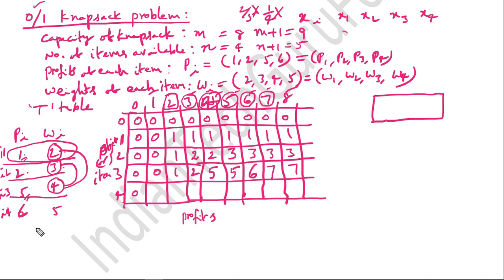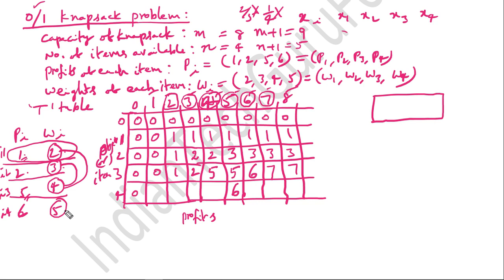Next, coming to the last item. So what is the weight of the last item? The weight of the last item is 5. So there is a block of size 5. I can directly fill in this particular block. Then what is the profit? Profit is 6. So block number 5, profit is 6. 6 will come here. And now consider the combinations.